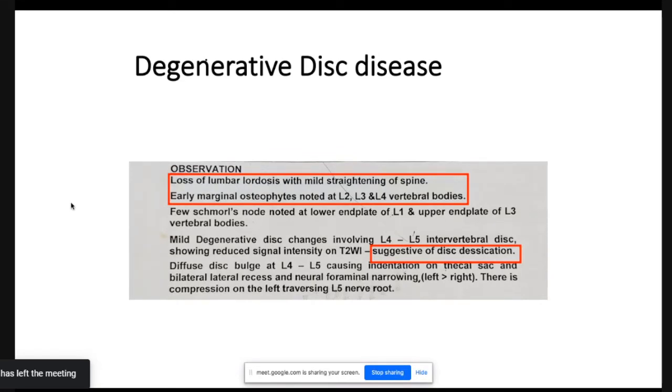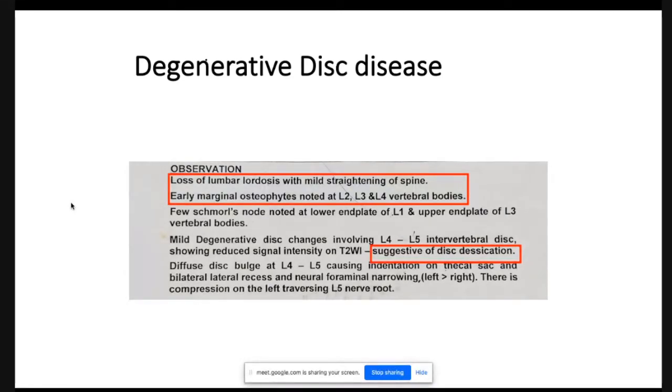Next, below, all these observations are suggestive of disc desiccation. It is also a type of degenerative disc disease where extreme dryness of the disc happens. Hence the normal compactness of the intervertebral disc will be lost, and there is no need for any trauma in this condition. The patient all of a sudden will suffer from low backache, and at that age we will always ask about trauma, whether he went for play and so on, but no such history will be there.